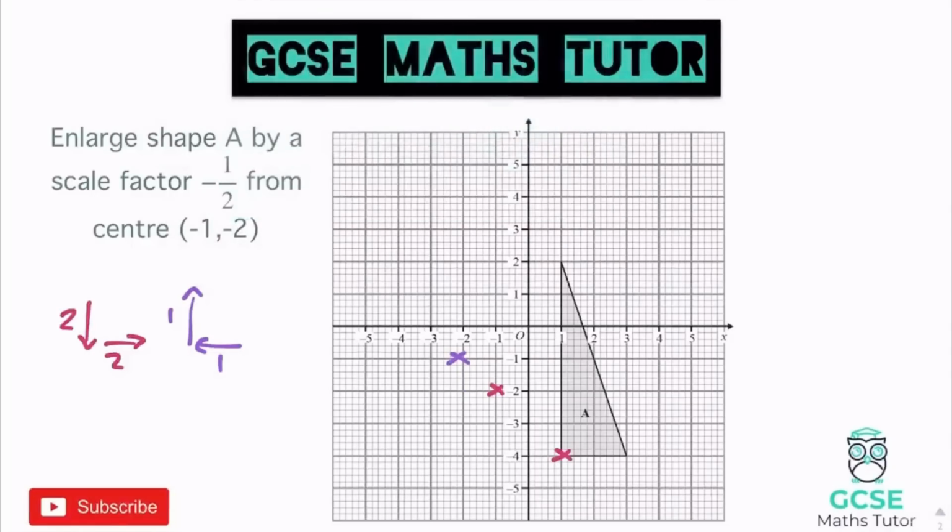Let's pick another corner. So this top one up here, again from the centre of enlargement, how do we get there? Well, we could go 1, 2 to the right. There we go. 1, 2 to the right, and 1, 2, 3, 4 up. So let's have a look. Let's write that down.